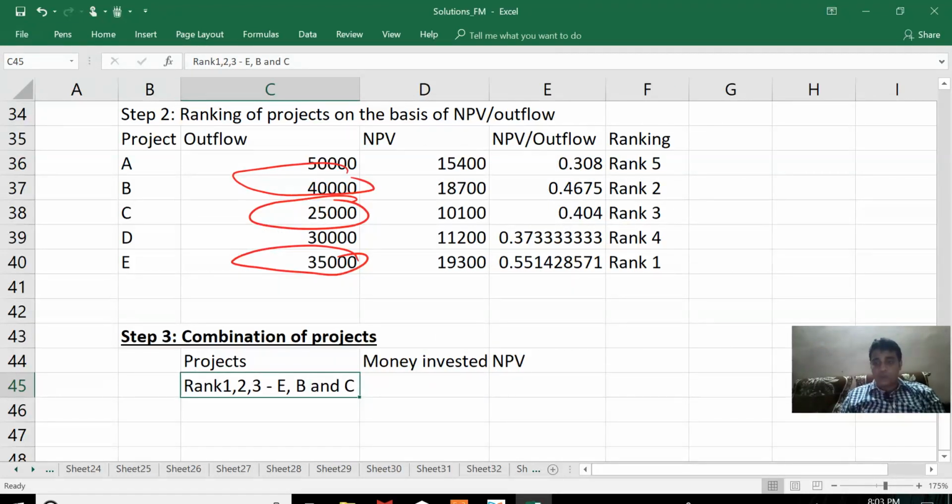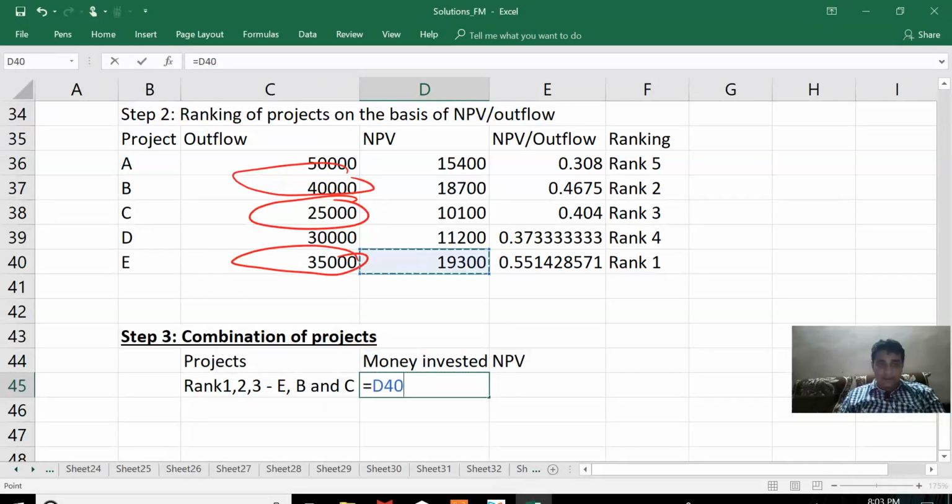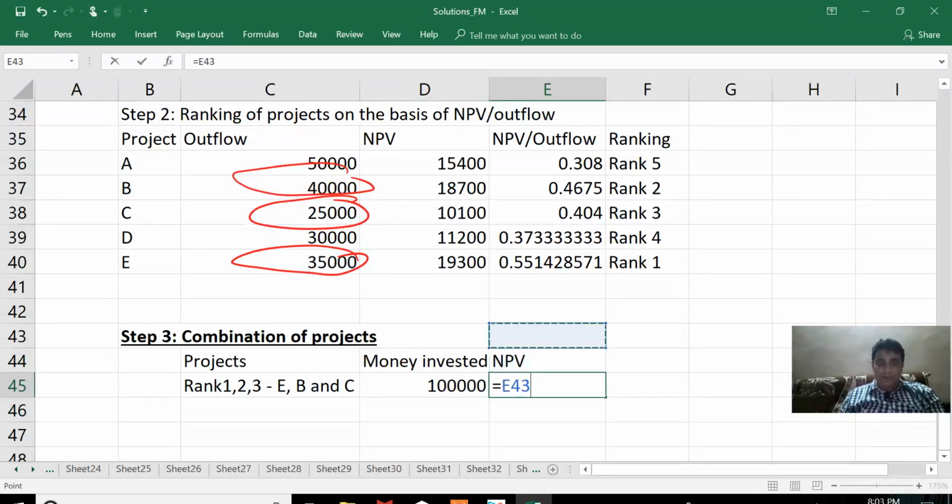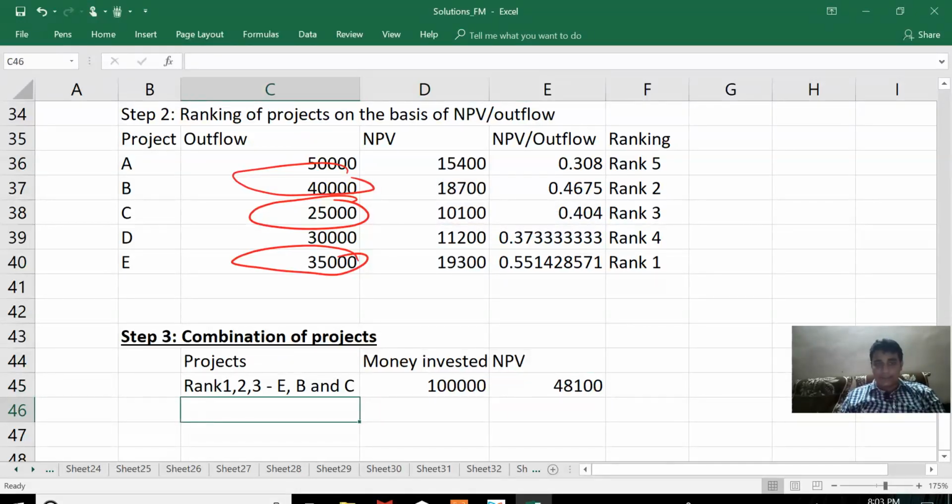Rank 1, 2 and 3. In this process I have invested 35,000, 40,000 and 25,000. We have invested so much money. This will give me NPV of 19,300, 18,700. This is my one classification, rank 1, rank 2, rank 3.